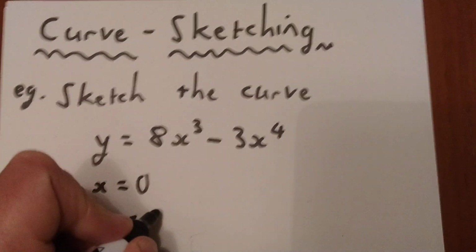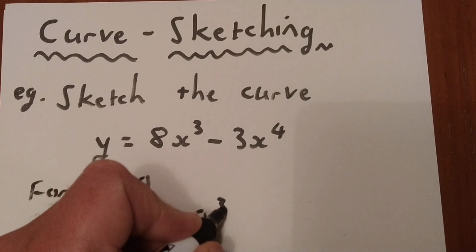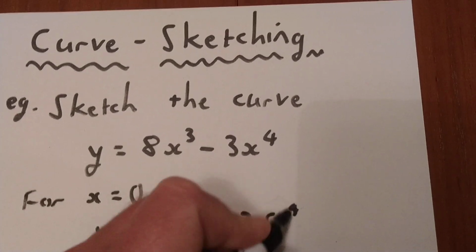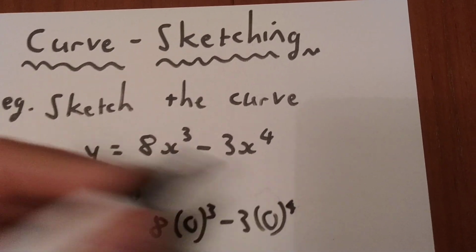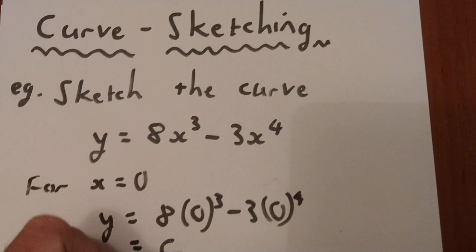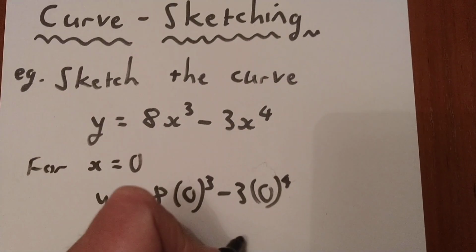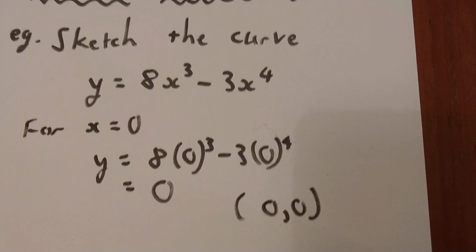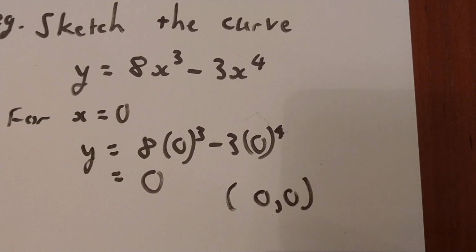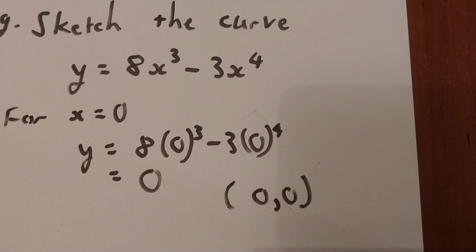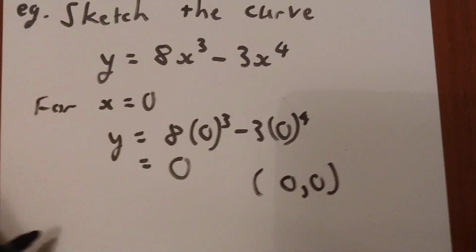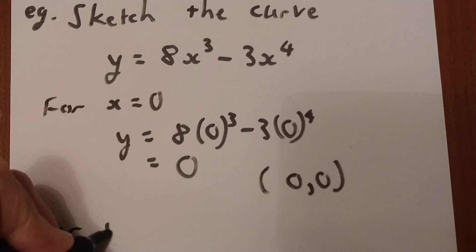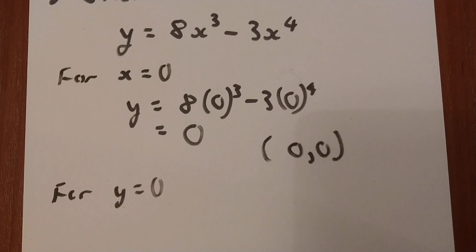Then y is equal to 8 lots of 0 cubed minus 3 lots of 0 to the power of 4, which is, of course, simply 0. So that tells us one point on our curve must be the point 0, 0. That's where it cuts the y-axis. When it's cutting the x-axis, well, on the x-axis, 0 up, so that means the y-coordinate is 0.